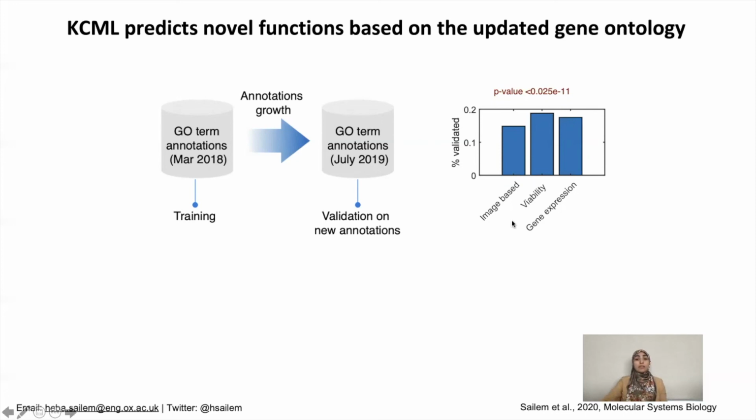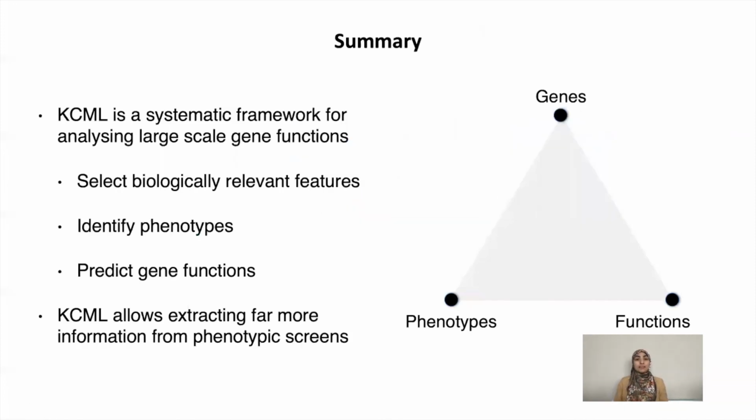So what I did was download these annotations and look at how many of the KCML predictions are now in the Gene Ontology database. Apparently there is a significant portion now in the Gene Ontology database, confirming that KCML can predict novel gene functions. In summary, the main take-home message is that using this knowledge-driven approach, we are able to extract far more information from genetic screens than is currently possible.